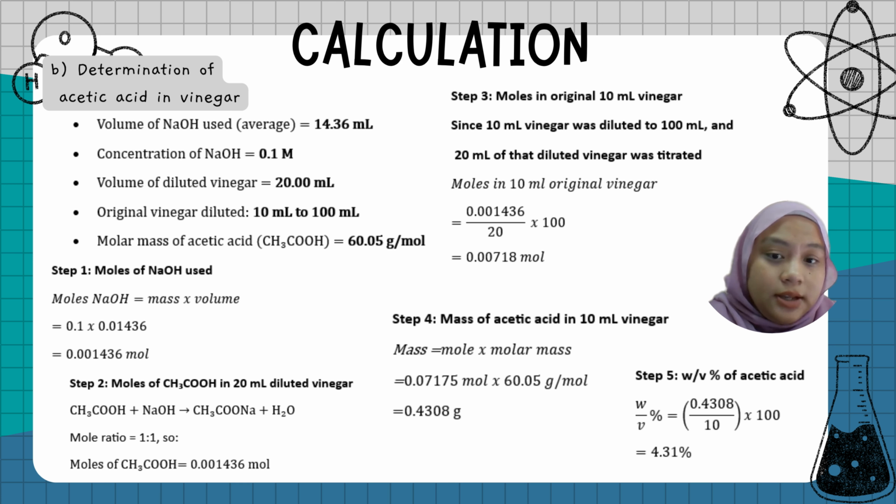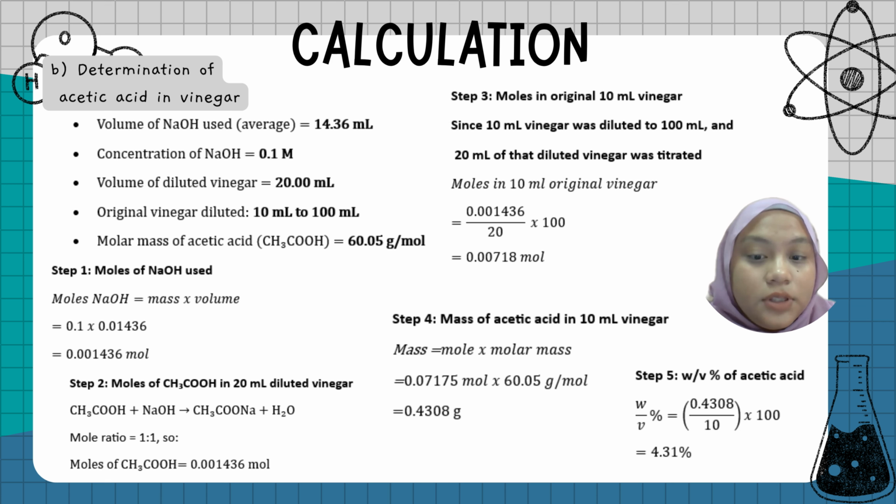The third step is moles in the original 10 ml vinegar. Since 10 ml vinegar was diluted to 100 ml and 20 ml of the diluted vinegar was titrated, moles in 10 ml original vinegar is 0.001436 over 20, then times 100. Then the moles that we got is 0.00718 mole. Oh, sorry, not volume, it is mole.